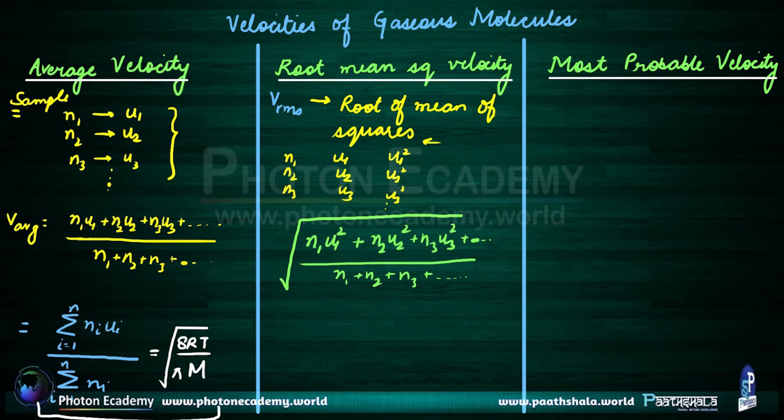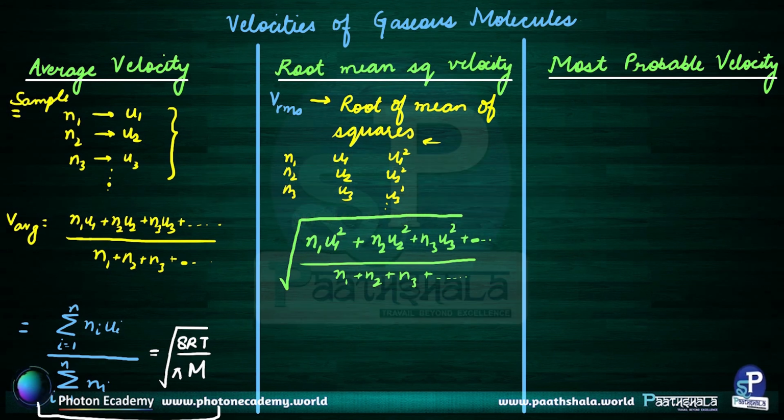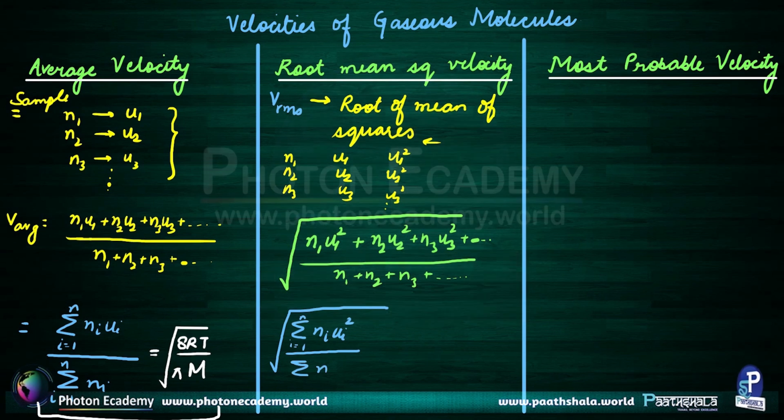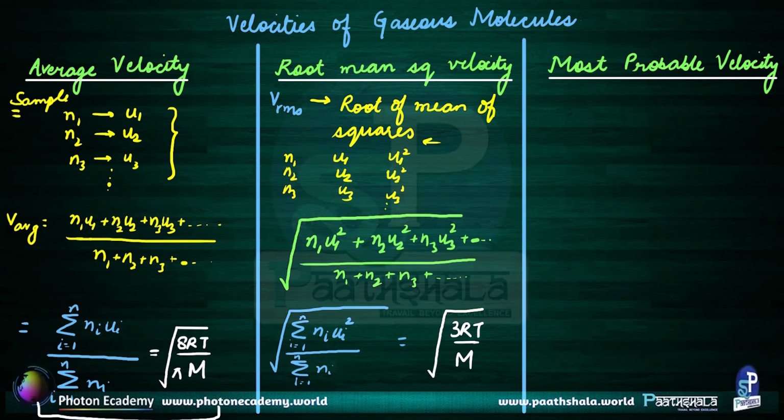So if we write it in summation terms, we can write it to be the square root of summation NiUi square, where i varies from 1 to n, divided by summation Ni, where i is again varying from 1 to n. And this is also equal to root 3RT divided by M, where M is the molar mass. These two expressions are also extremely important.